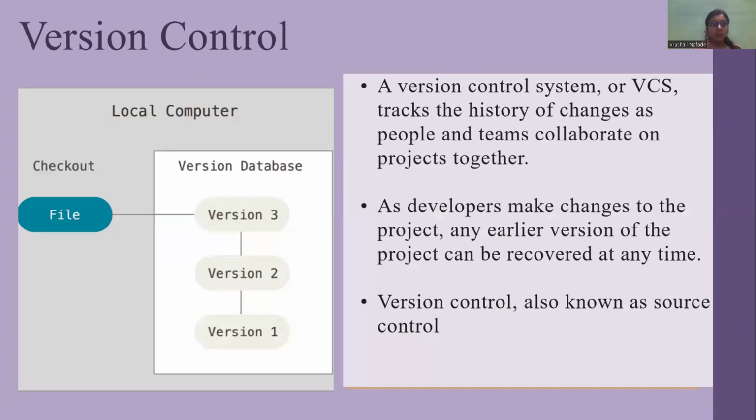Second is what is version control? A version control system, or VCS, tracks the history of changes as people and teams collaborate on a project together. As developers make changes to the project, any earlier version of a project can be recovered at any time. Version control is also known as source control.